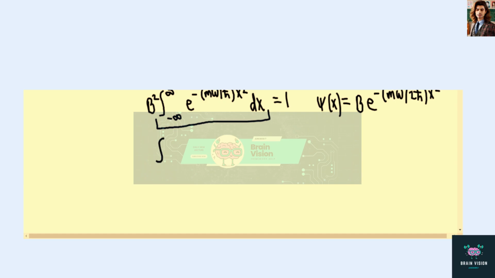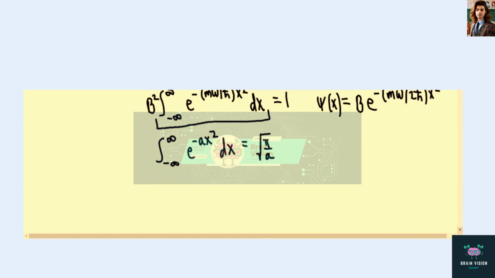But this is an integral of the form integral from minus infinity to positive infinity of e to the negative a x squared dx. And just know that the result of this integral is the square root of pi over a. And that is the result if you're integrating from negative infinity to positive infinity. If you're only integrating from 0 to infinity, you would divide by 2 on the right-hand side.